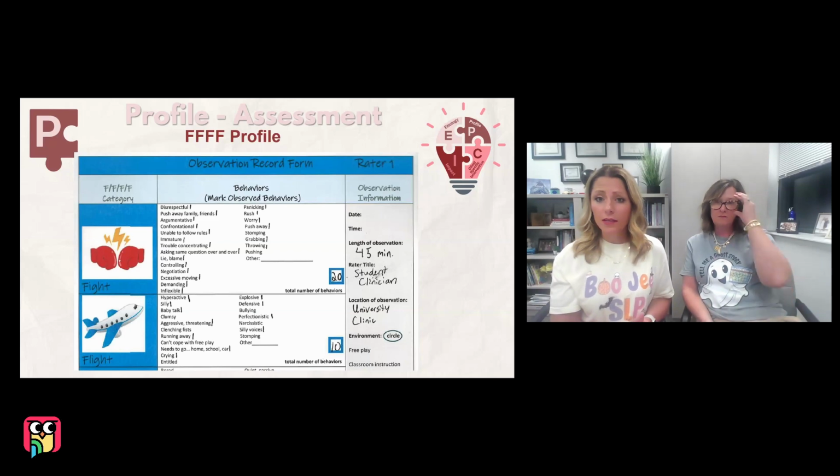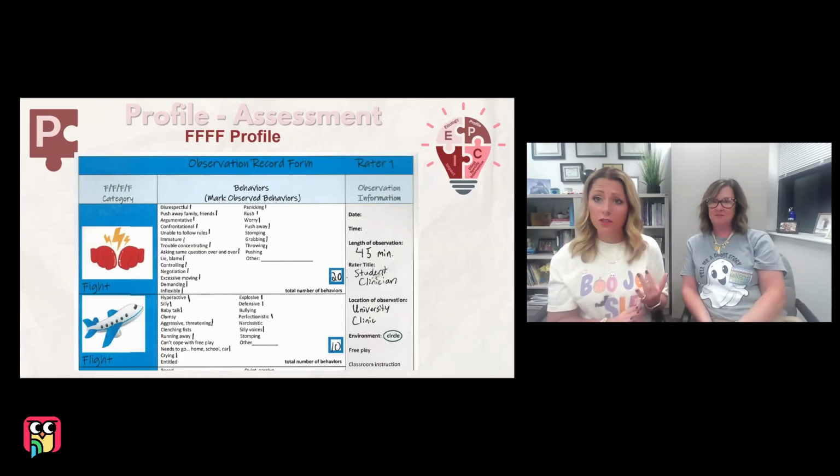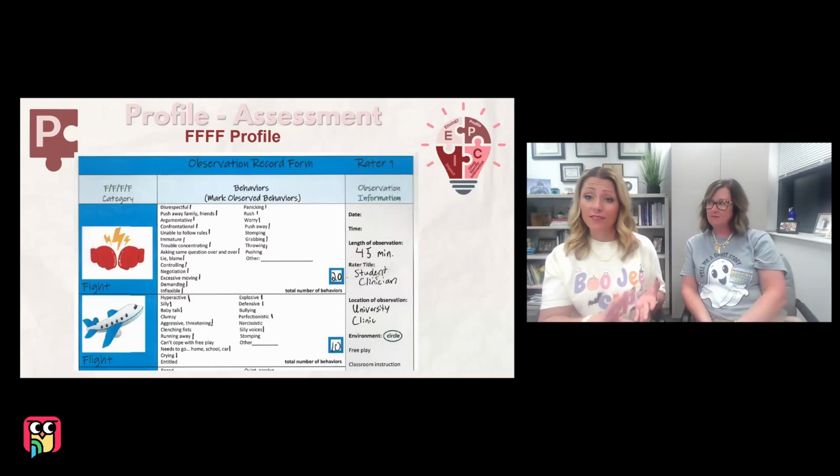So this was done on Andrew during a 45-minute session, and his clinician did it. We only had one rater for this child. We like to have at least 2 or 3 raters if possible, school teachers, parents, and then you as the SLP. And if the child's able to do it, we like to get their input as well. It's really important to try to get a team approach to this.